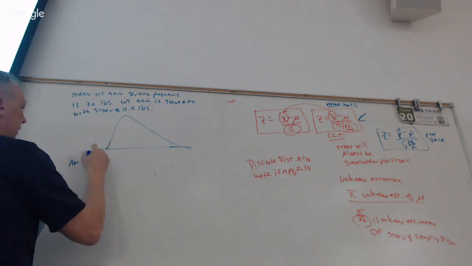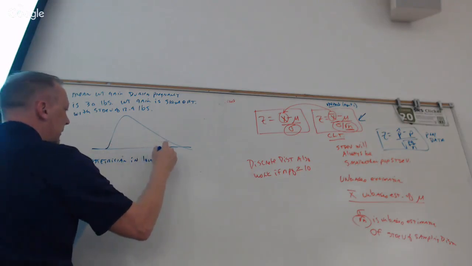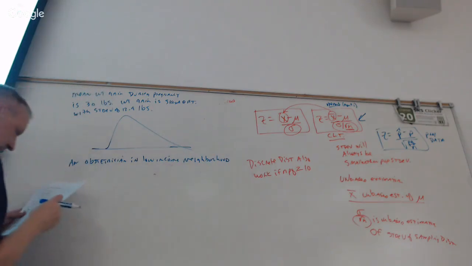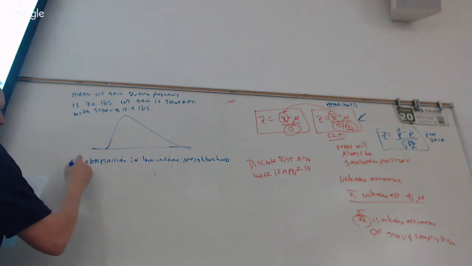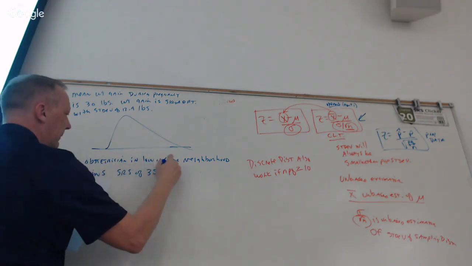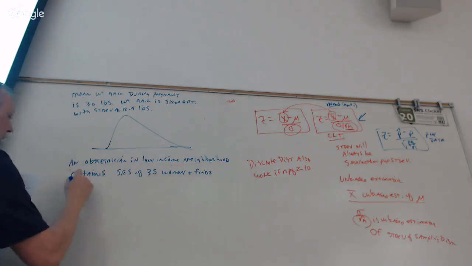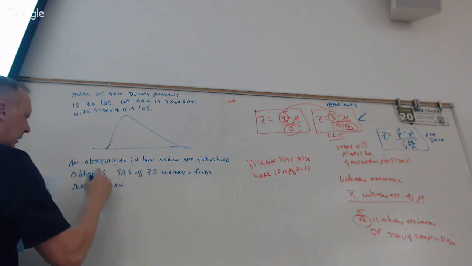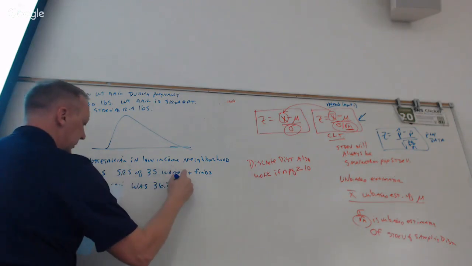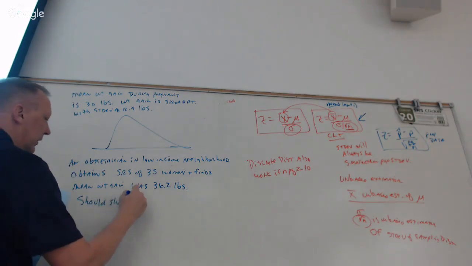An obstetrician in a low income neighborhood obtains a simple random sample of 35 women and finds the mean weight gain was 36.2 pounds. Should she be concerned?